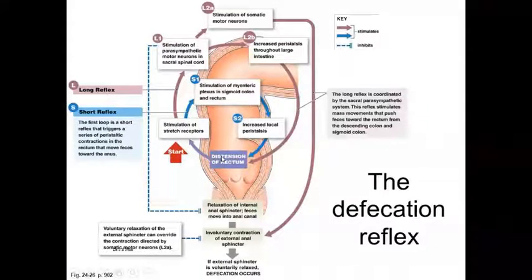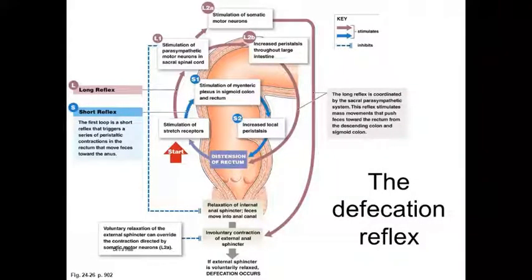In this reflex, there are local reflexes and short reflexes that are involved in the defecation reflex. The first thing is distension of the rectum. We are starting here. Fecal material is being pushed from the sigmoid colon into the rectum. That will bring about distension of the rectum. When the rectum is distended, it will stimulate the stretch receptors, because those stretch receptors are mechanosensitive receptors. Once they are stretched, they will be stimulated, so they will start an action potential.